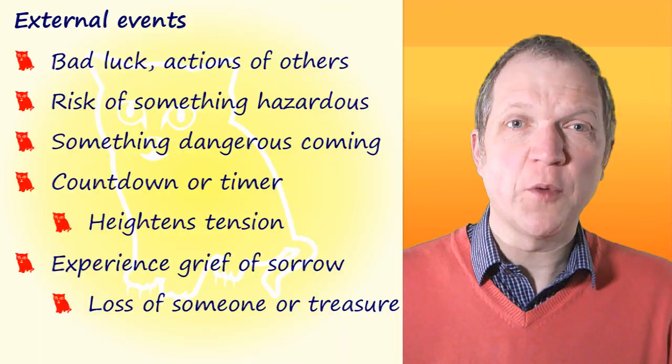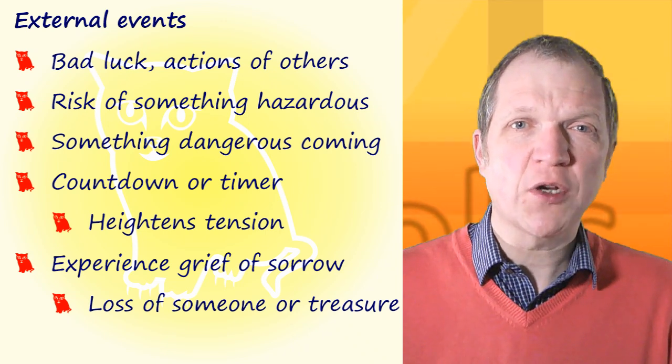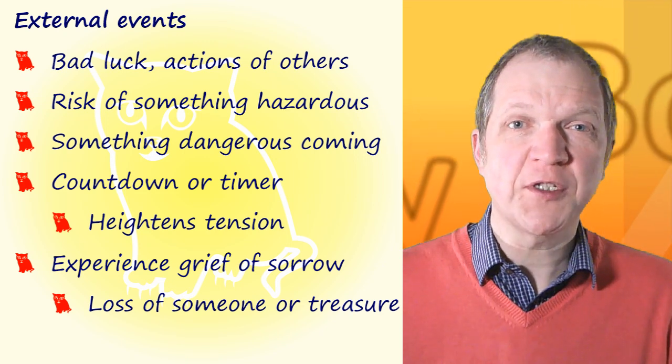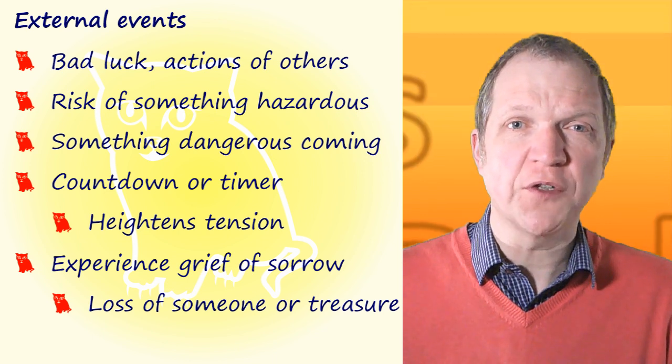In my previous video, which I link below, I talked about character behaviours and desires. Now let's look at something beyond a character's control, for example events that happen to them, perhaps due to bad luck, because of the actions of others or some other cause or combination of causes.